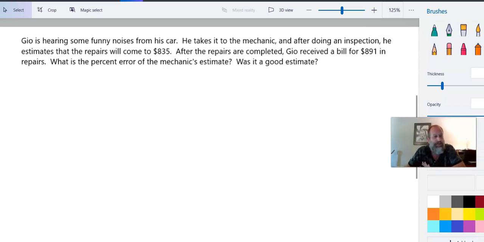This is a perfectly reasonable thing to wonder if you've been given a good estimate. And actually, there are legal requirements on how far off a mechanic's estimate could be, or any contractor or anything like that. So it's good to know how to do this, because if you know what the limits are on how far they're allowed to be off, you can actually demand a lower price. So, in any case, let's take a look at this.